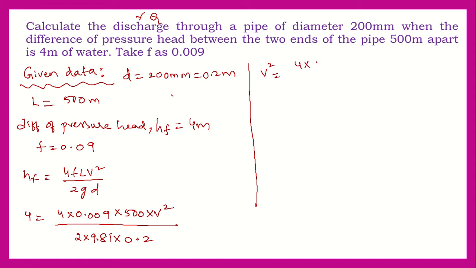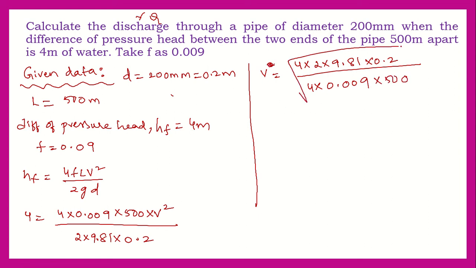So it will be 4 into 2 into 9.81 into 0.2 by 4 into 0.009 into 500, and V will be under root of this complete answer. So finally our V comes out to be 0.934 meter per second. Once you know velocity, what you have to do? You have to calculate the discharge.